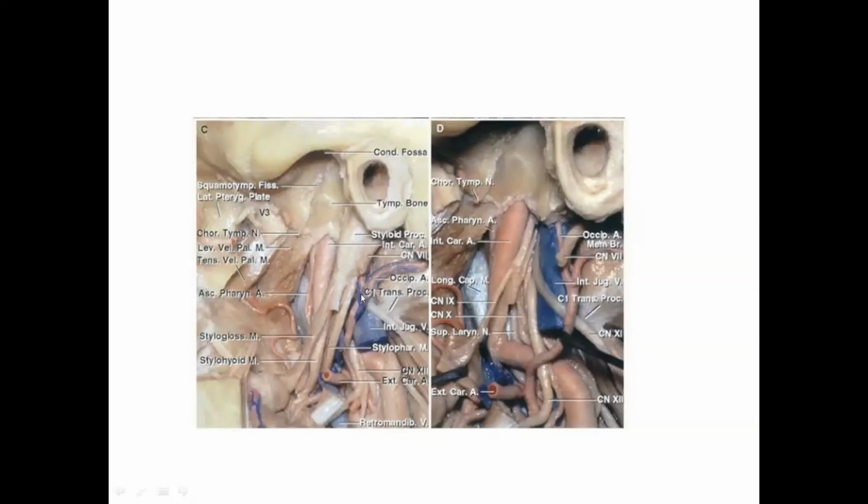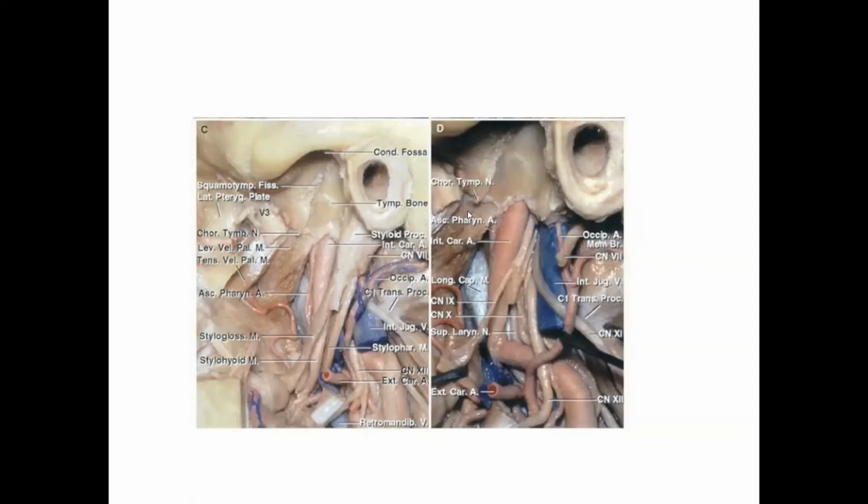This is your styloid process, which has been trimmed down. We can appreciate the external carotid artery arising here. This is the 12th cranial nerve. These are the stylopharyngeus, styloglossus, and the stylohyoid muscles, the muscles that would be supplying the tongue. Then the next view, in the next diagram, is your picture D.